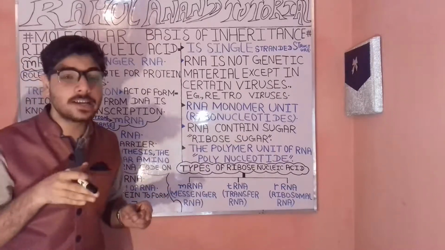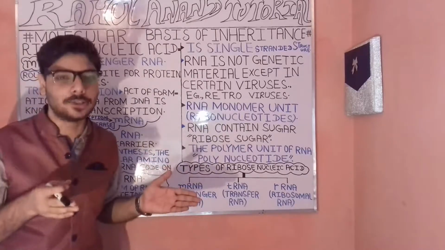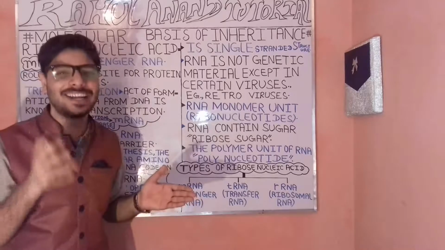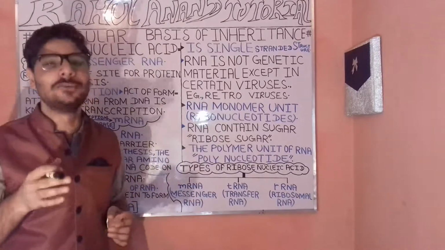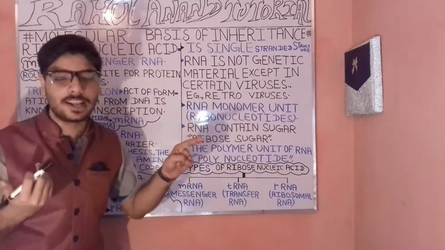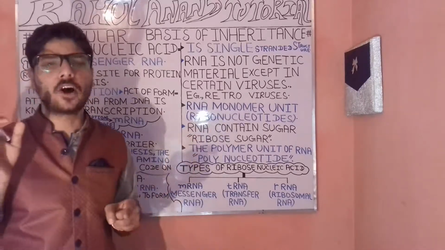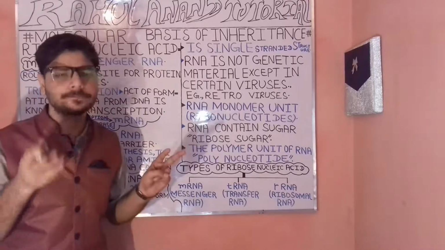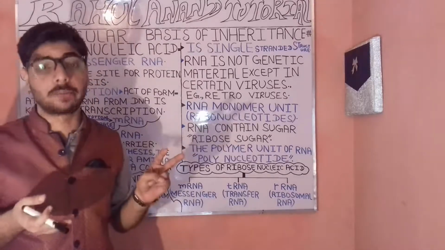Similarly, for the 80S ribosomes, the smaller subunit is 40S and the larger subunit is 60S. Now the major difference between the prokaryotic and the eukaryotic basis is this.